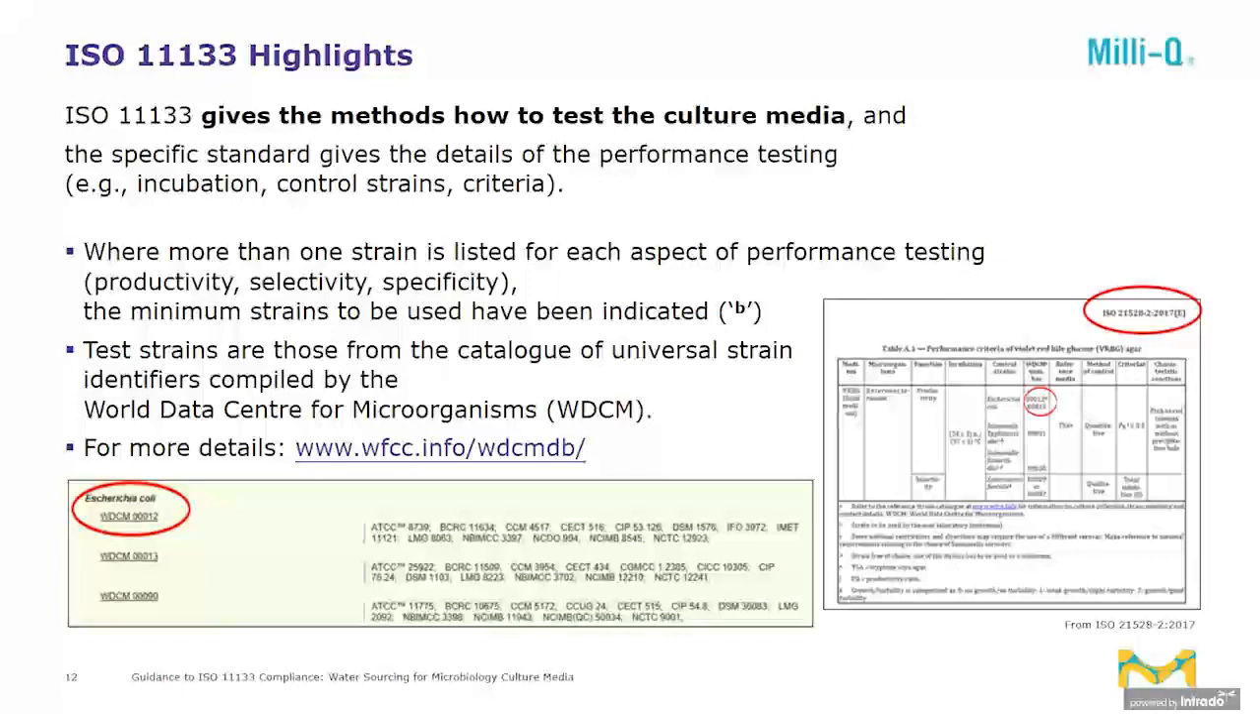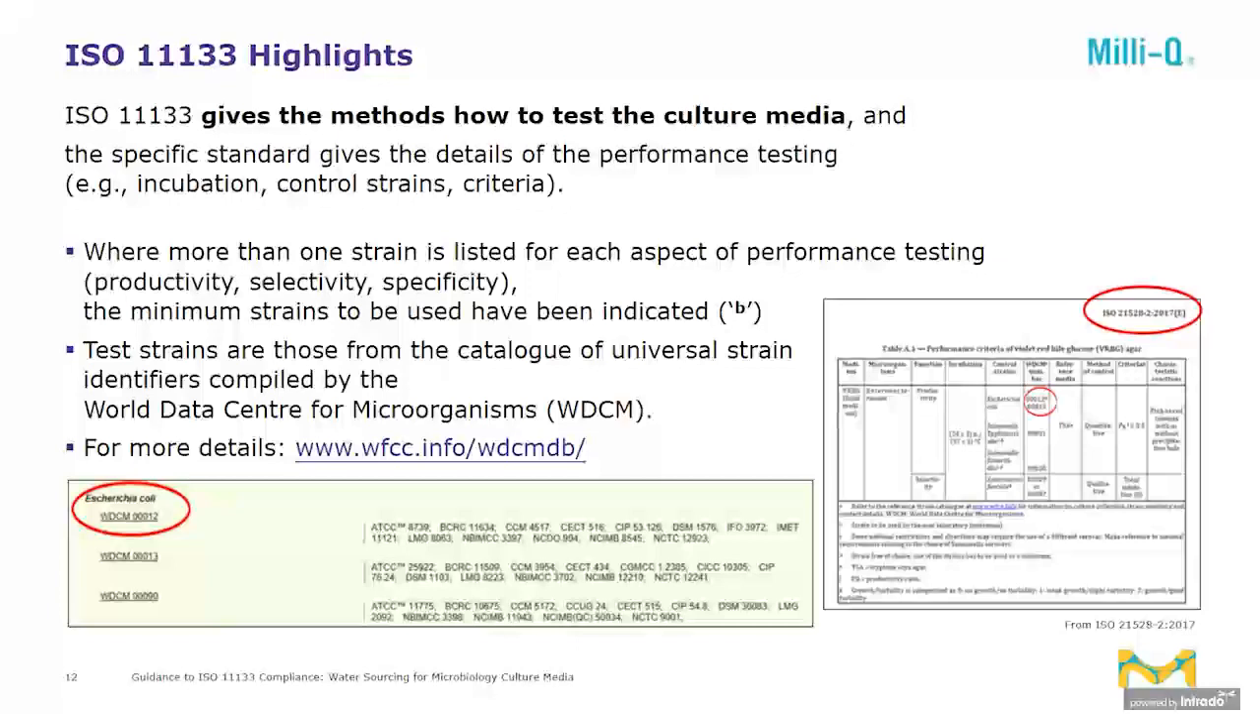The ISO 11133 gives the methods how to test the culture media. And the specific standard, like the standard for testing on Salmonella or Listeria, gives the details of the performance testing, like the incubation, the specific control strains, and the criteria, which means how the strains should look like after the testing on the plates. When a standard lists more than one strain, for each aspect of the performance testing, the productivity, the selectivity, the specificity, the minimum strains to be used by the lab user have been indicated by a very small b. It is also indicated in the picture of these tables in the middle, in the slide on the right side. It is a very small b, which is at the strain or at the number of the strain.